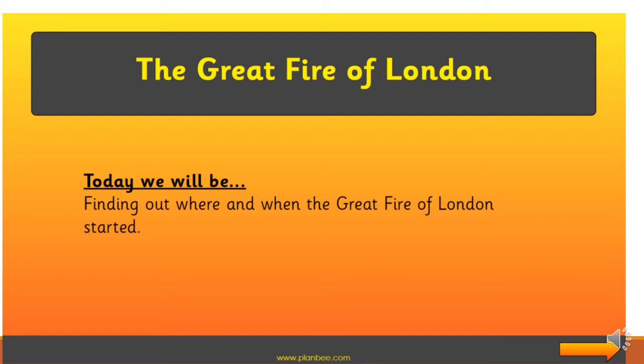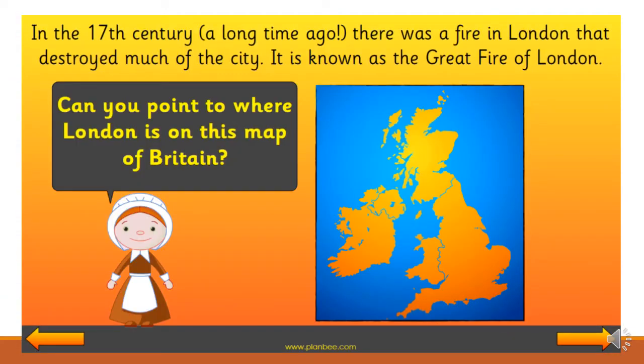Hello Year 2, and this is the start of our new topic, the Great Fire. So in the 17th century, which was a long time ago, there was a fire in London that destroyed much of the city, and it was known as the Great Fire of London.